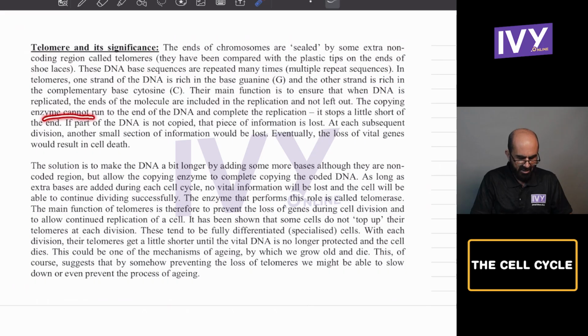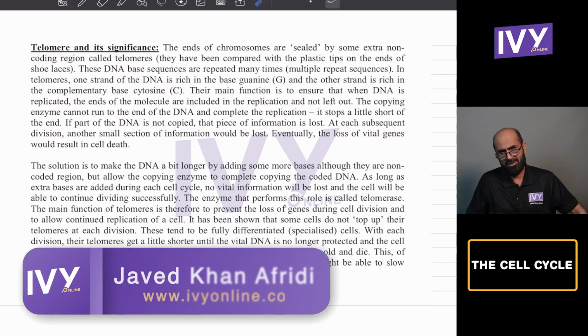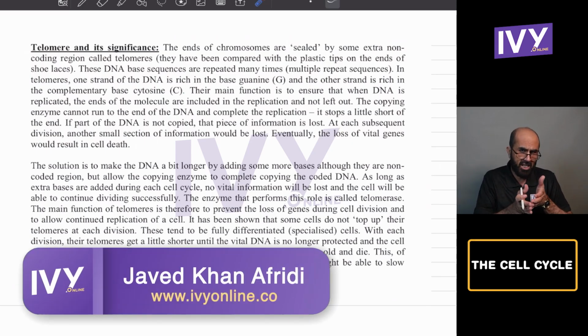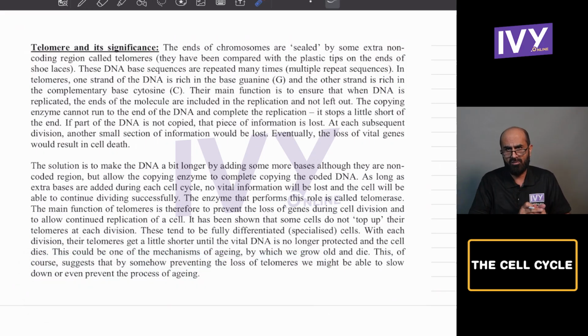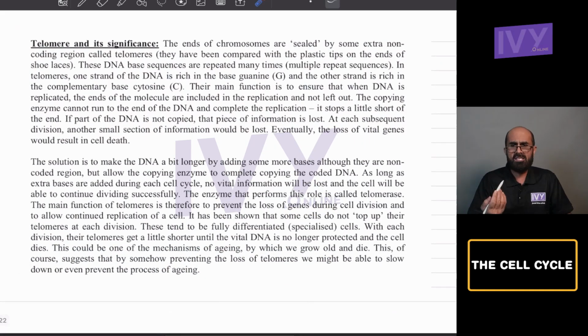The copying enzyme cannot run to the end of the DNA and complete the replication. It stops a little short of the end, just a little part. So if part of the DNA is not copied, the piece of information, I mean the gene, would be lost. At each subsequent division, another small section of information would be lost. Eventually, the loss of vital genes would result in cell death, because at each cycle the DNA is going to be shortened and shortened, as at each division the DNA polymerase does not completely reach the end of the DNA. Now, what's the solution?